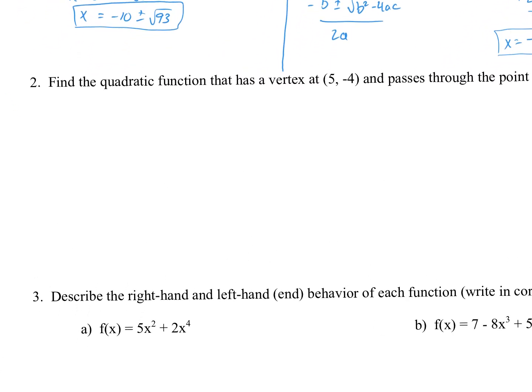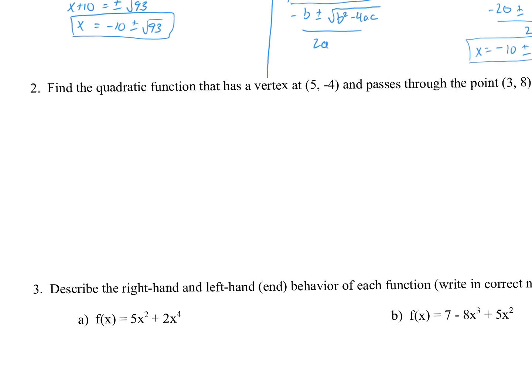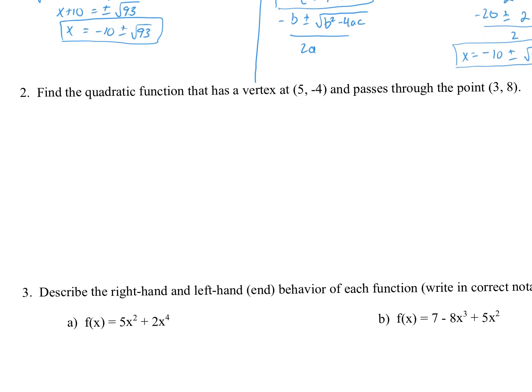Let's look at number 2. Find the quadratic function through these 2 points. The formula we want to use is our vertex form. Y equals a times x minus h squared plus k. This is h, k. This is x, y. Now I just got to plug it in and find a.